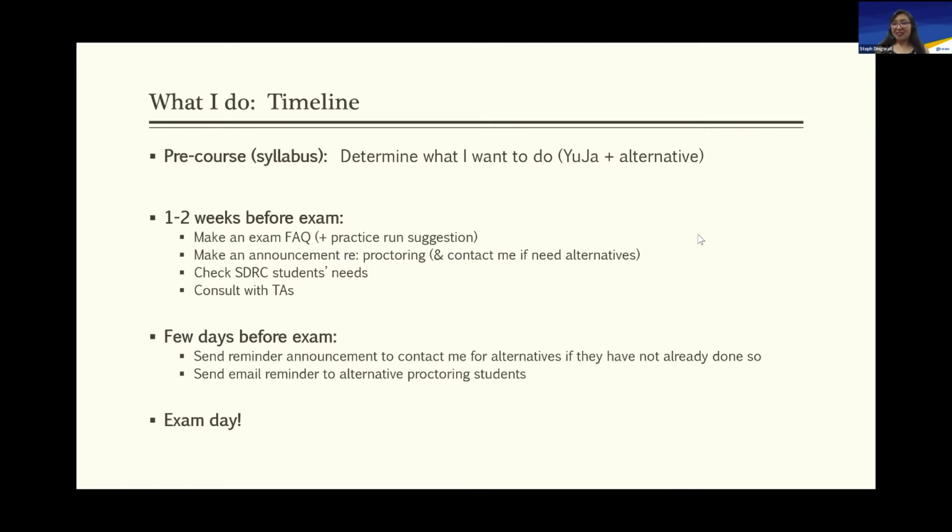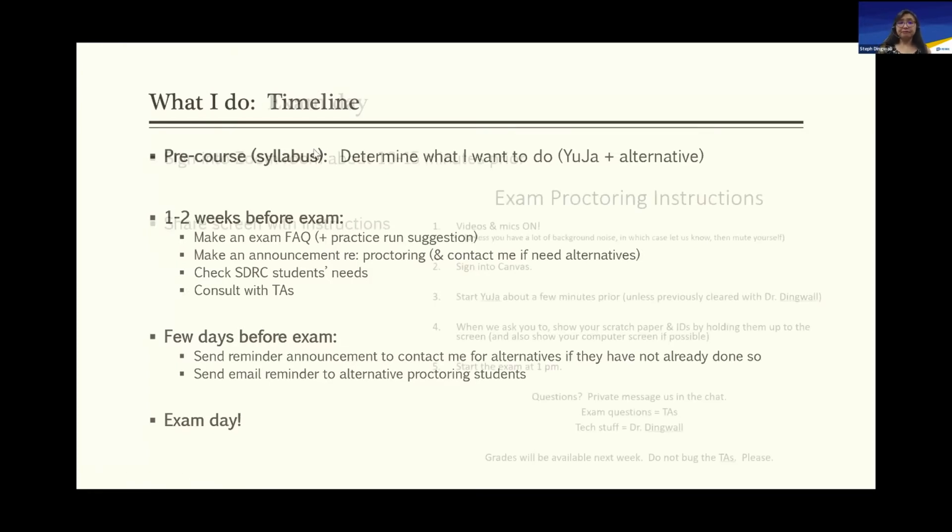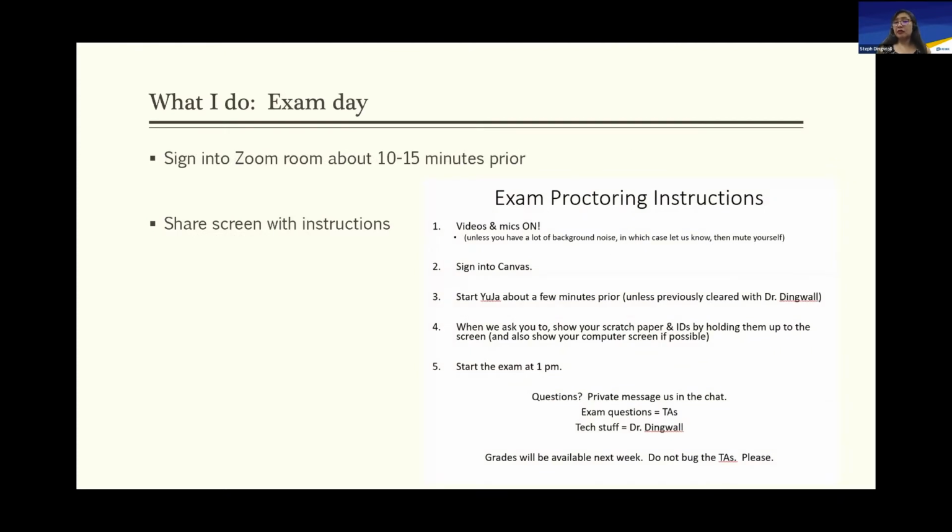I usually have a spreadsheet. You guys are probably thinking, 300 students? Yes, but I just take my roster and make notes of which students have already told me they need an alternative. And then the exam day. On the day of the exam, I sign into the lecture Zoom room about 10 to 15 minutes prior. Now, the majority of my students use UJA. By majority, I mean 90 to 95% of my 300-person course, which means 5 to 10% of the students may not have access to UJA or don't have the software or hardware necessary. So I give them the alternative of signing in via Zoom, and I usually work it out with them.